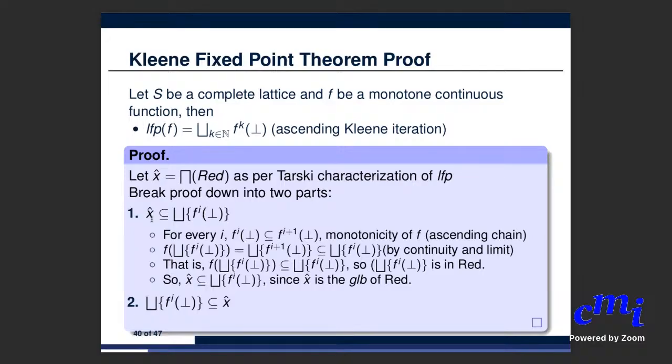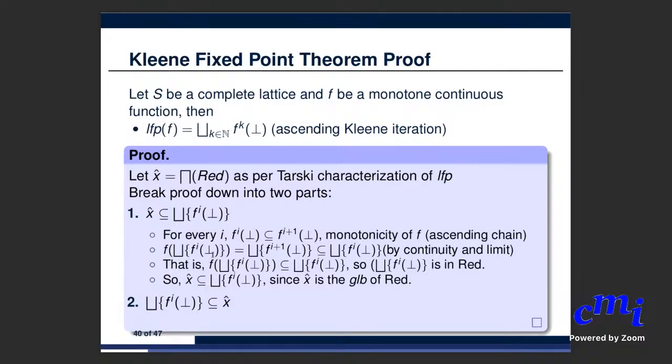So the first part is showing that the least fixed point is less than or equal to such a limit, the F chain limit. For every i, because of monotonicity, f^i must be less than or equal to f^(i+1), because we're considering ascending chains. So this proof is for an ascending chain. There is a similar proof for descending chains. This is by monotonicity.